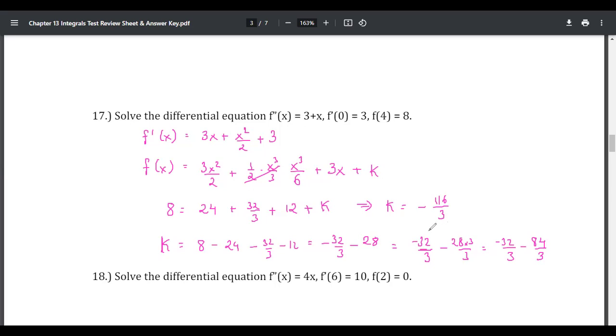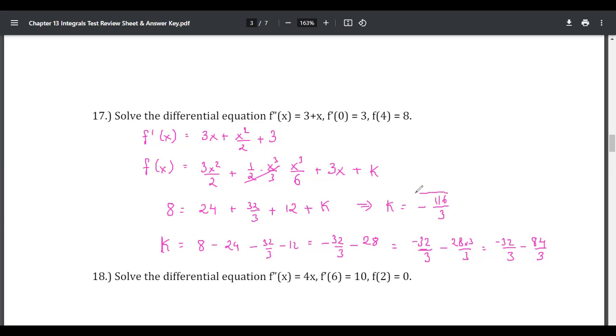84 over 3. Wait a minute. So that's negative 32 minus 28. If you divide 84 by 3, won't you just get 28 again? Yeah, but we don't want that because you want to subtract this, because we have a common denominator. That's the whole point of making a common denominator.